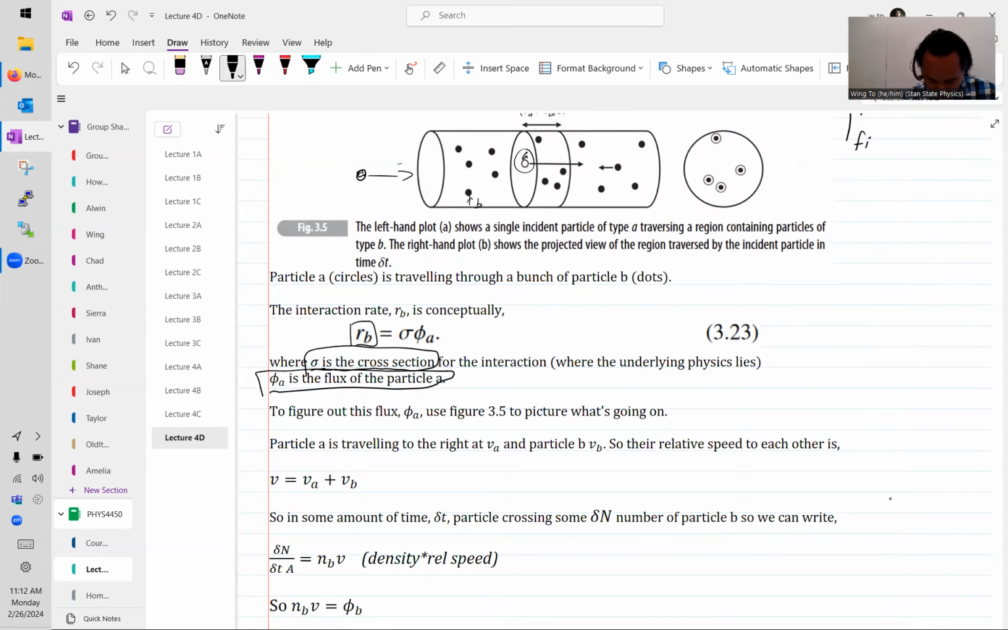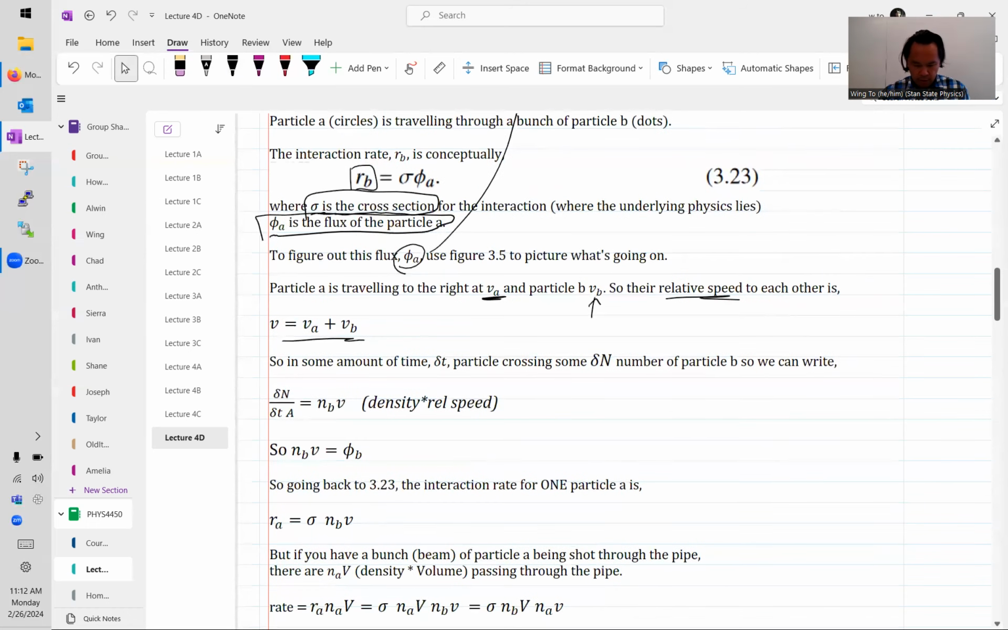So to figure out what the flux of A is, if you look at the picture up here, this is the number of particles traveling at some speed V_A along the horizontal, right? And in general, particle B could be moving to the left in the opposite direction with some speed V_B. So the relative speed with each other is actually V_A plus V_B, right? Two trains crossing each other at night thing. So let's keep an eye on that.